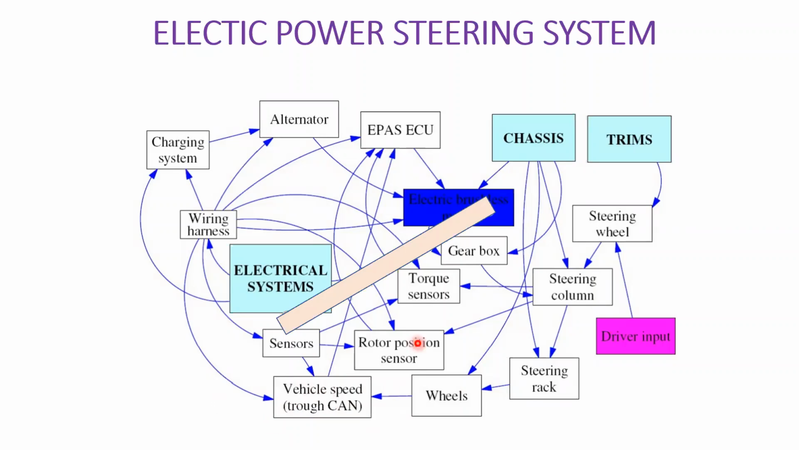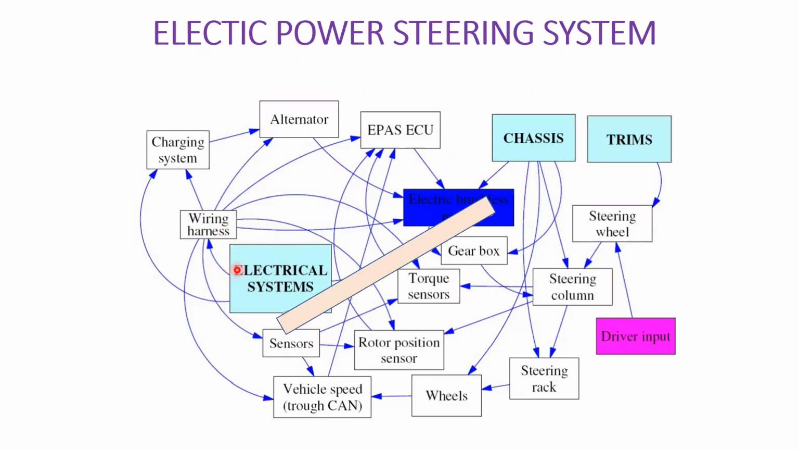On the other side, how the input is coming to the steering column: it is coming from the gearbox. And the steering column is also giving an input to the torque sensor. You are also having some sensors that give input to the torque sensor, and you have the wiring harness which is giving you input to the sensor. How you are getting the input to the wiring harness, it is from the electrical system.